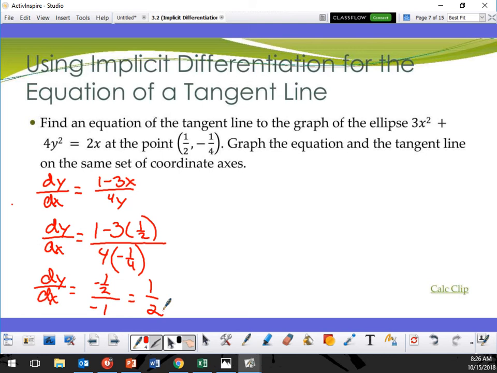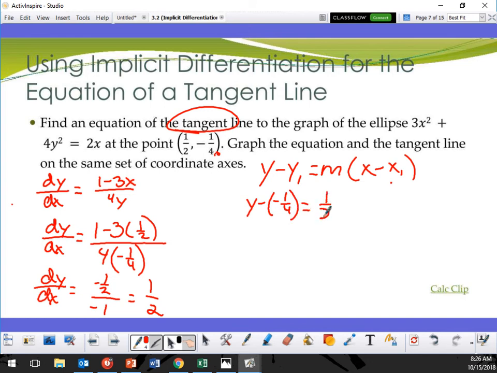Now we're trying to find the equation of the tangent line. So to get the equation of the tangent line, I'm going to have y minus y1 equals m quantity x minus x1, right? That's the equation of a line, using the point-slope formula. My point is the x and y, which I have over here. And then m is going to be the slope that I just got. So now we just go through and plug in. So it's going to be y minus negative 1/4 equals m, which is 1/2, quantity x minus 1/2.